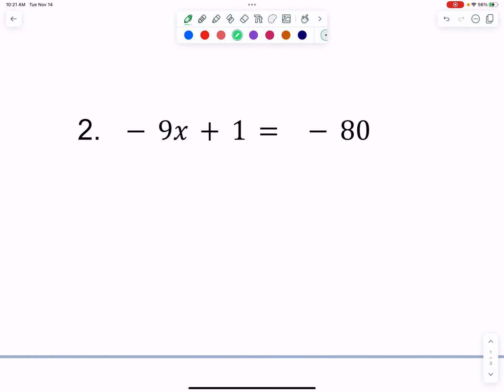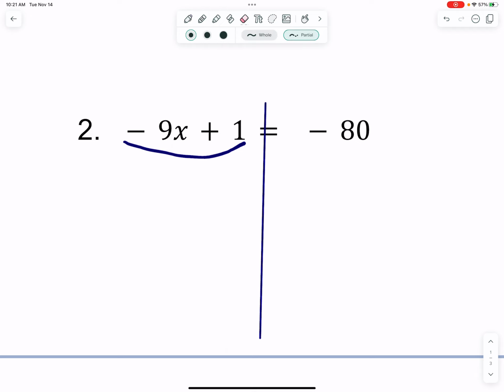For the second one, I'm going to draw my line again. If I look on the left side of the equation, I have a negative 9x plus 1. I cannot combine the negative 9x and the 1 because the 1 doesn't have an x with it. So I can't do anything on the left. If I go look on the right, all I have is a negative 80. Even if I wanted to combine him with something, I can't because he doesn't have anybody over there. So we are ready to isolate the variable.